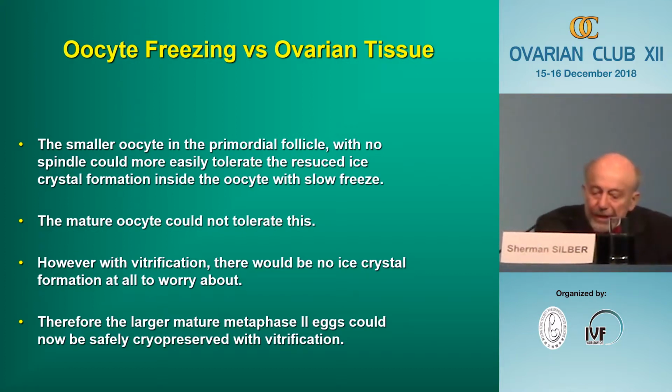So after Masa, suddenly egg freezing became routine. Larger mature metaphase oocytes could be safely frozen because you're not trying to really get water out of the cell, and we're 70% water. All we're trying to do is just make it like glass and not have crystallization.